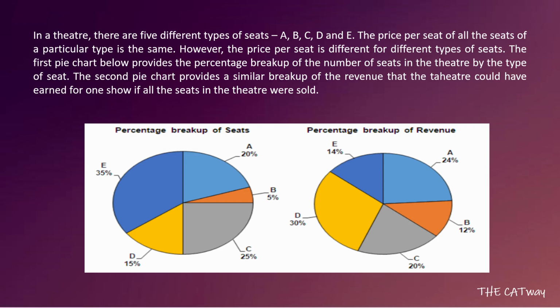So the question says that in a theater, there are 5 types of seats A, B, C, D and E. The price per seat of all the seats of a particular type is same, which means that if the seat is of type A, then all the seats of type A will have the same price. If it is 100 for one, all will be for rupees 100. However, the price per seat is different for different types of seat.